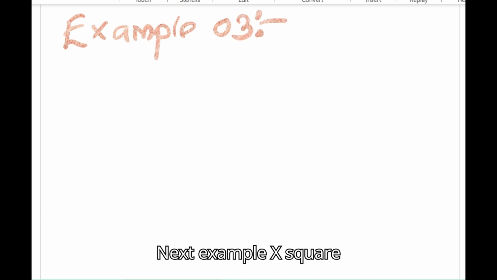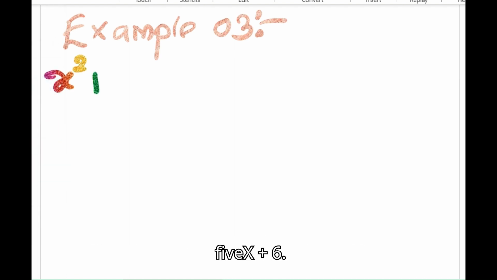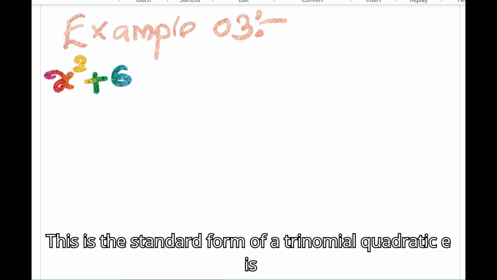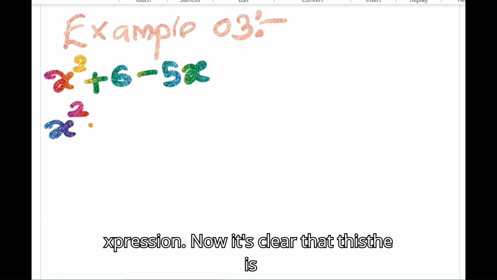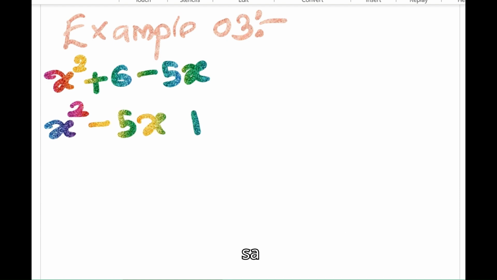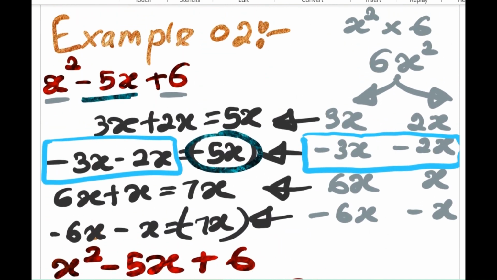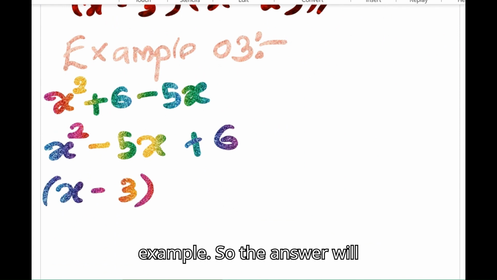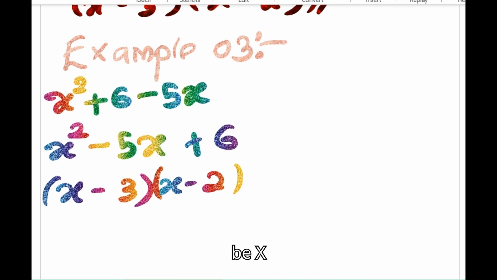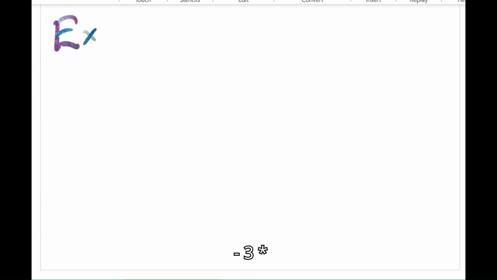Next example, x squared plus 6 minus 5x. We have to rearrange this as x squared minus 5x plus 6. This is the standard form of a trinomial quadratic expression. Now it's clear that this is the same expression we discussed in previous example. So the answer will be x minus 3 times x minus 2.